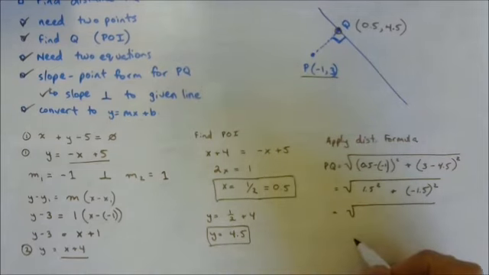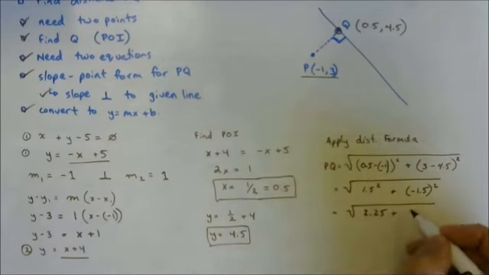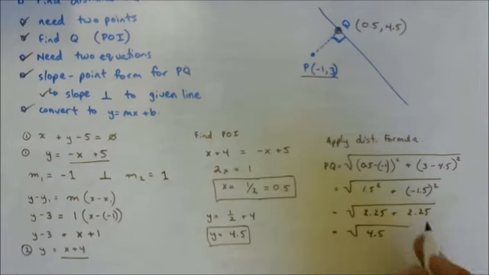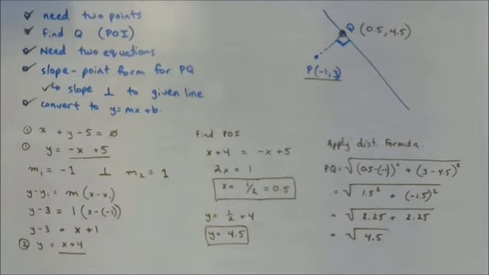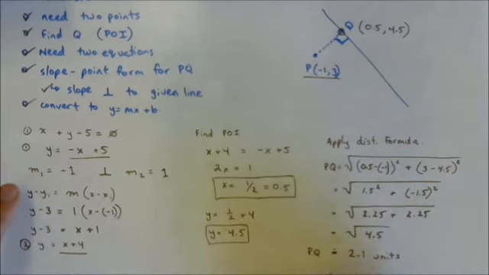15 squared is 225. So 1.5 squared is 2.25. This is 2.25 plus 2.25, which gives us the square root of 4.5. And we're asked to get this to the nearest tenth. It's 2.1. And we put a dot above it because it's an approximation. 2.1 units. PQ.